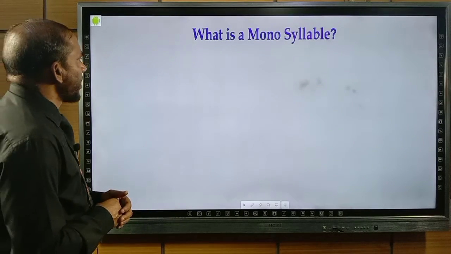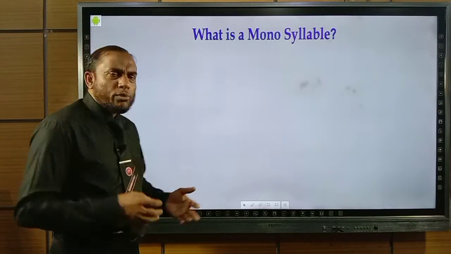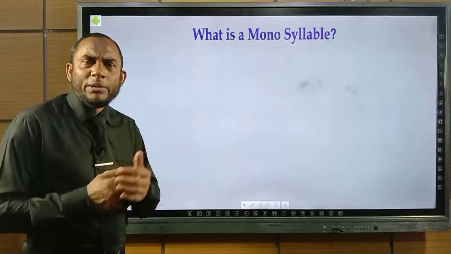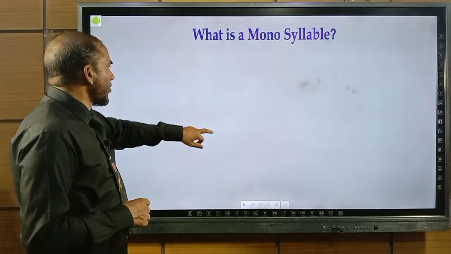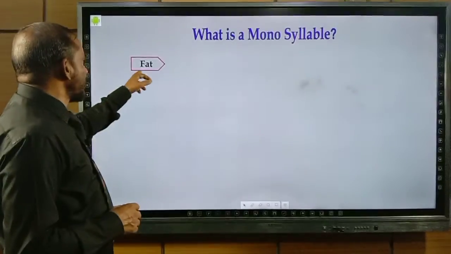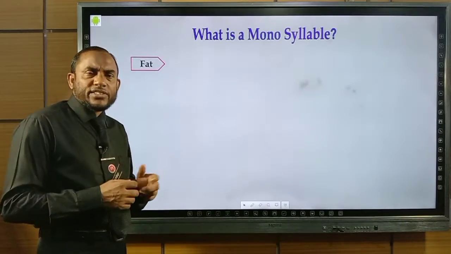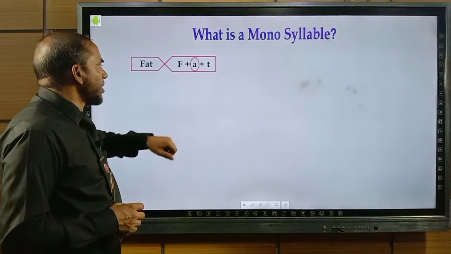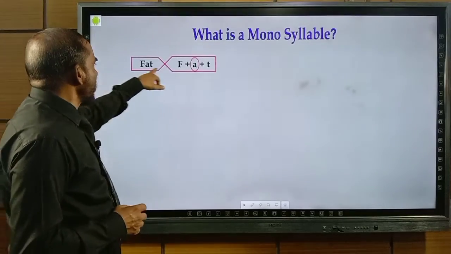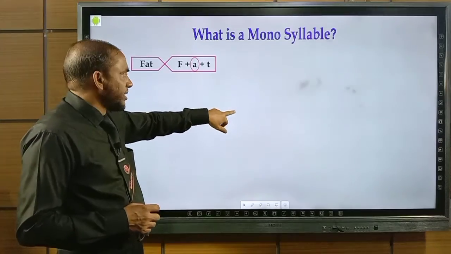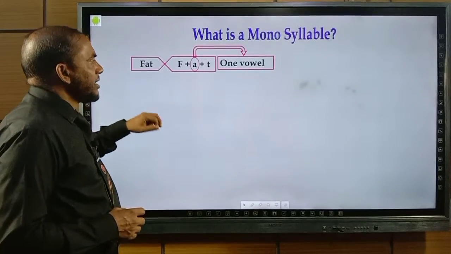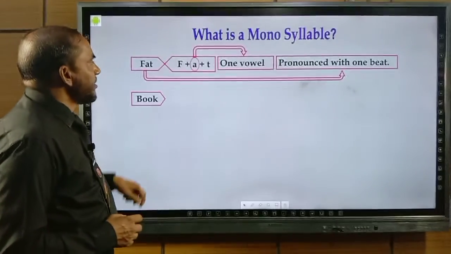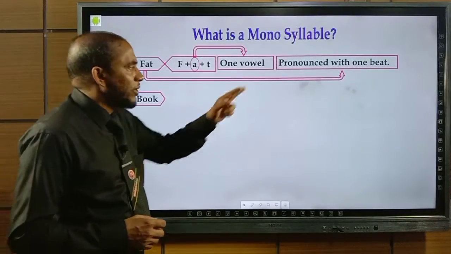This is a question for you, that is, what is a monosyllable? I mean, what do we mean by monosyllable? Follow, dear students, very carefully. You can see here a word, and that is fat, F-A-T, fat. This word is bearing a vowel here. You can see, dear students, one vowel, no problem. And this word is pronounced with only one beat.